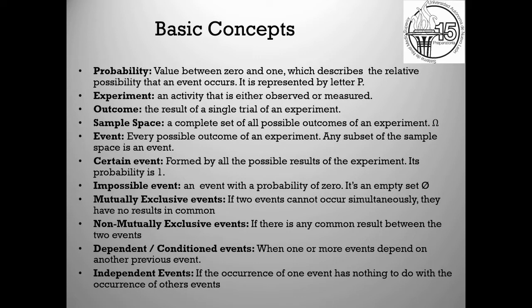Certain event: formed by all the possible results of the experiment. Its probability is 1. Impossible event: an event with a probability of 0. Mutually exclusive events: if two events cannot occur simultaneously, they have no results in common. Non-mutually exclusive events: if there are any common results between two events.